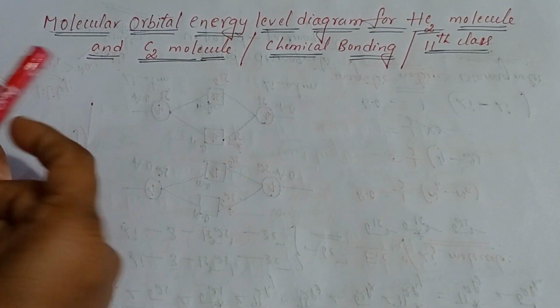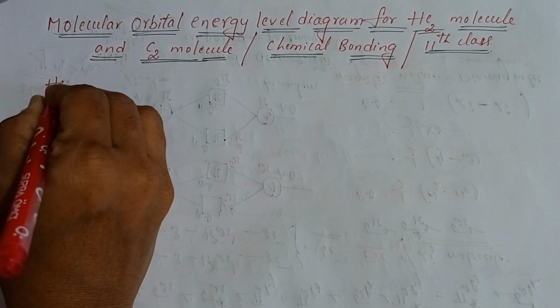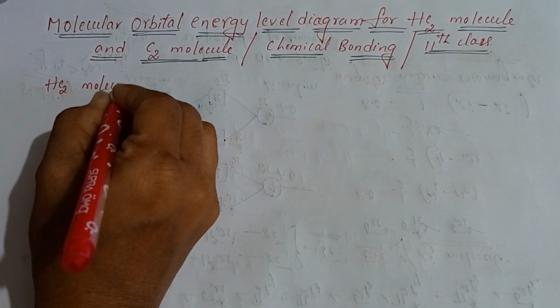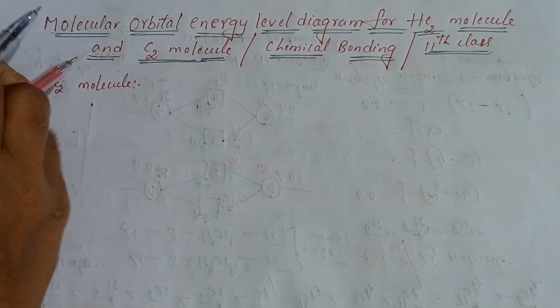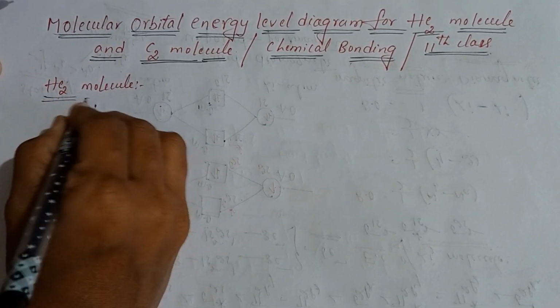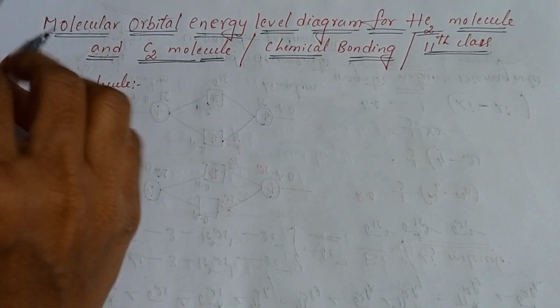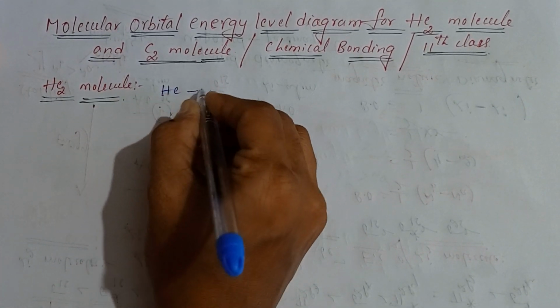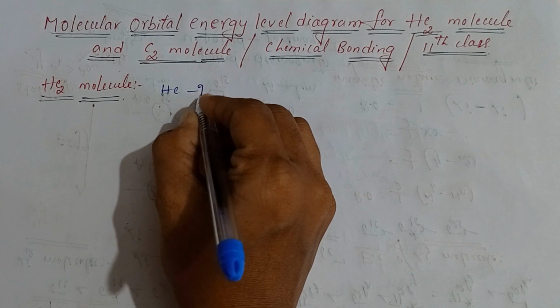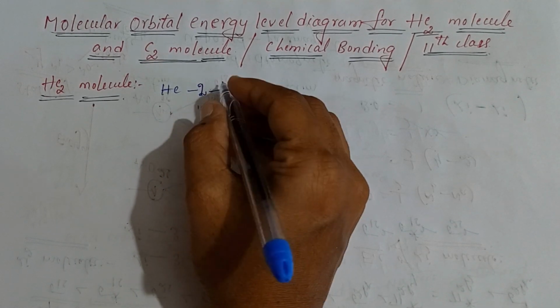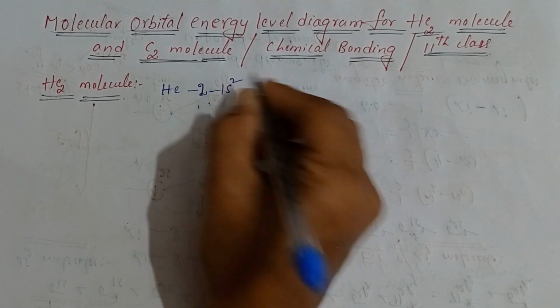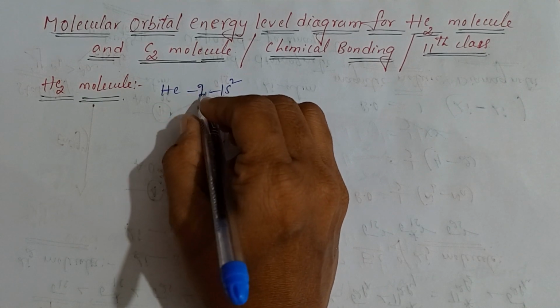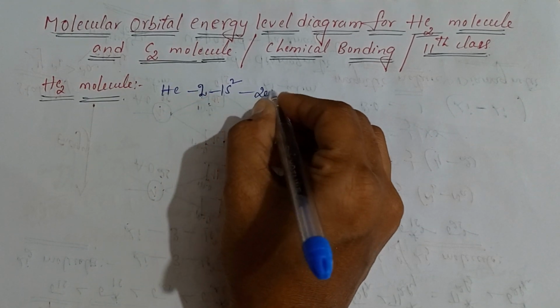First of all, the He2 molecule we are discussing. Coming to the He2 molecule, students, first I am taking the helium atom. Atomic number is 2, students. What is the electronic configuration? 1s2. That means how many electrons are there, students? Atomic number 2 means 2 electrons are there.